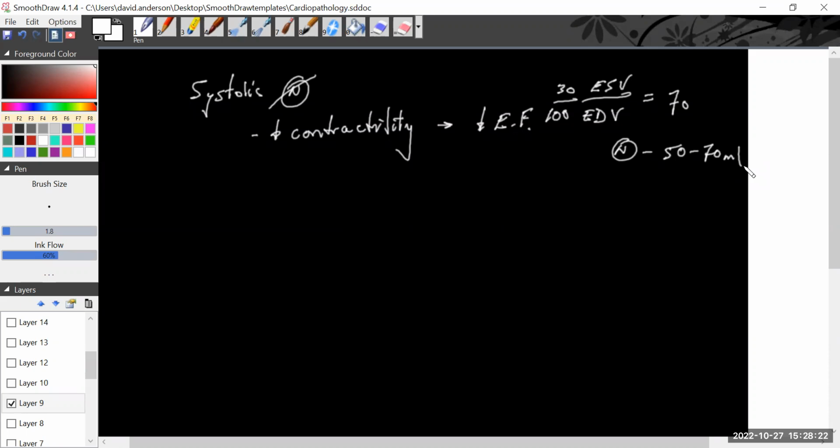So with a loss of muscle cells, we're going to have a lower ejection fraction. We're going to have a weaker contraction. That's sometimes also known as a decrease in inotropy, strength of contraction.